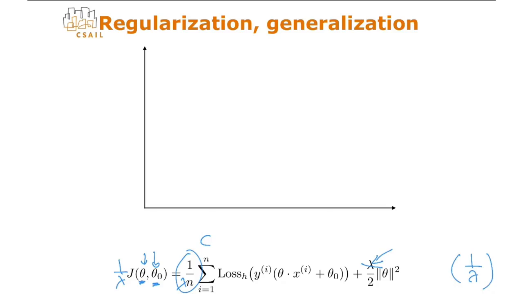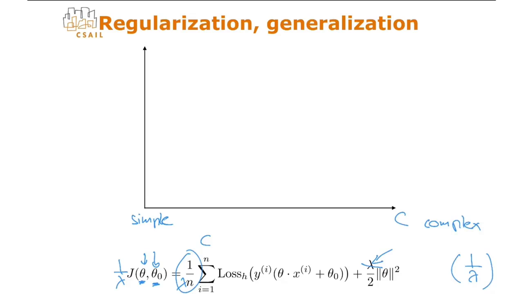So c is essentially 1 over lambda. As c is large, we emphasize losses. As c is small, we emphasize simpler solutions that have a large margin. So as we now plot things along this axis, when c is small, we are looking for a simple solution. As c is large, we are looking for a complex solution that fits the training examples better.